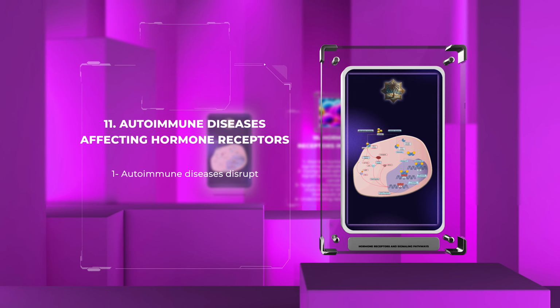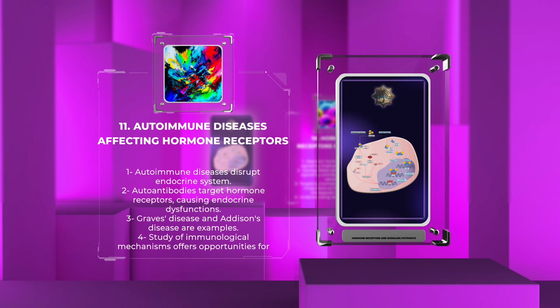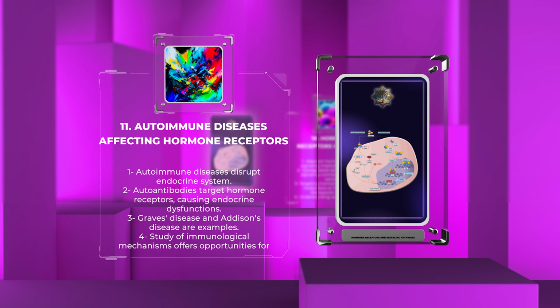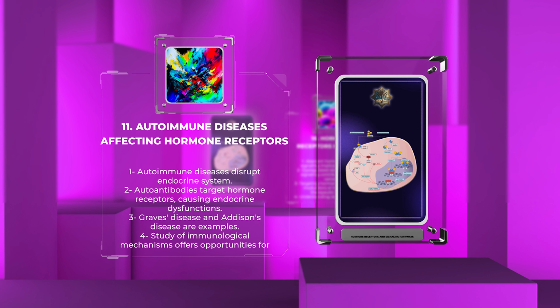Autoimmune diseases can disrupt the normal functioning of the endocrine system by producing autoantibodies that specifically target hormone receptors. This can result in various endocrine dysfunctions. A prime example is Graves' disease, where autoantibodies are directed against the thyroid-stimulating hormone receptor, leading to excessive production of thyroid hormones and the development of hyperthyroidism.